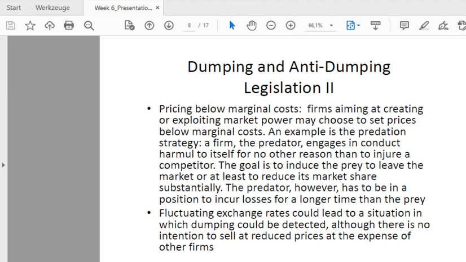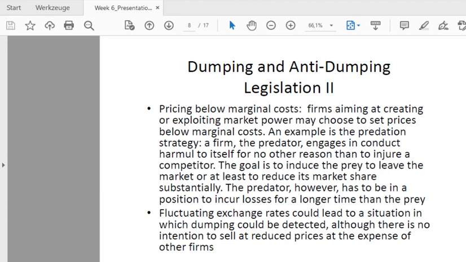So this is a war between two or more firms, where one firm is very aggressive and reduces its price below marginal cost, hoping that it will push other firms out of business soon. And then this predator can expand its own market share at the expense of the others.